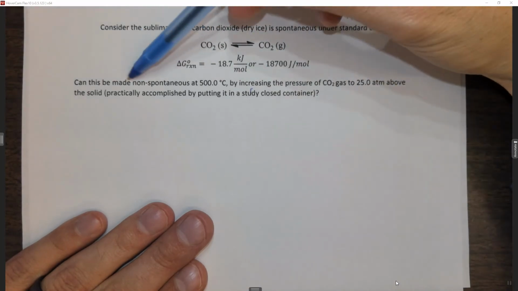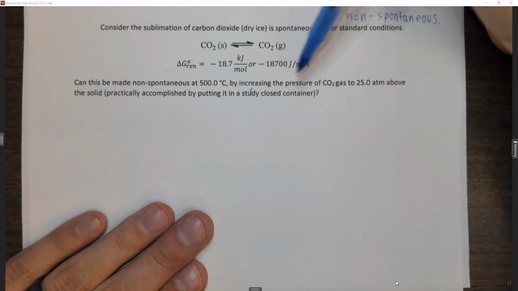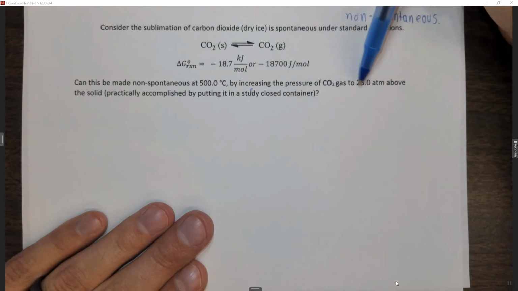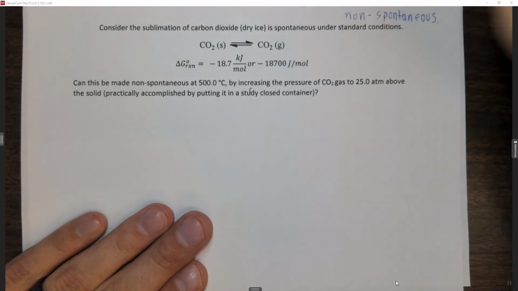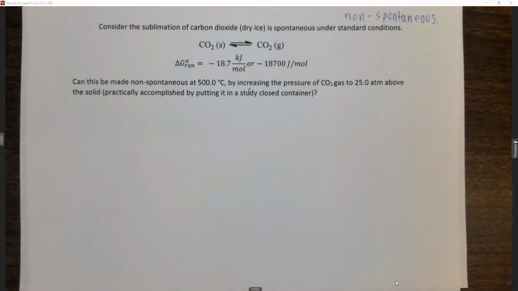So it says, can this be made non-spontaneous at 500 degrees C by increasing the pressure of CO2 gas to 25 atmospheres above the solid? And this could be practically accomplished by putting it in a sturdy closed container. So this is a different type of non-standard conditions.